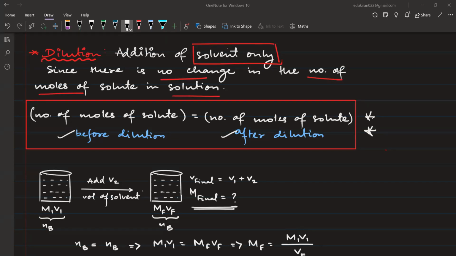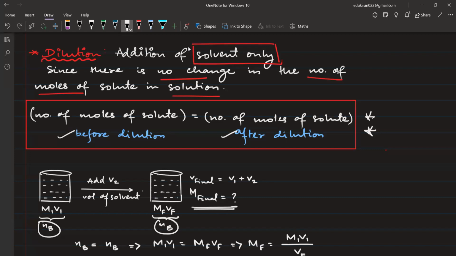But the molarity will change because we are adding solvent, which is going to increase the volume, and molarity has a volume component. And since molarity is dependent on volume, the molarity is going to change, but the number of moles is not going to change. And if the number of moles is not going to change, then M1 into V1, that is before dilution, is equal to number of moles of solute, because molarity is equal to number of moles of solute divided by volume. So number of moles of solute will be equal to molarity into volume. So M1 into V1 is equal to the number of moles. Before dilution and after dilution will be same, है ना?